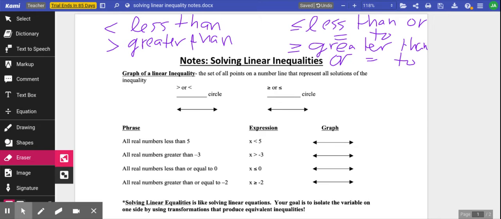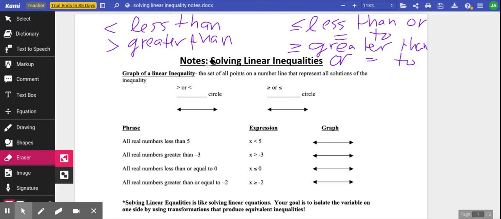All right, so in this section, we are taking notes on solving linear inequalities. Before we start, I just wanted to remind us of what some of these symbols mean. This one right here, kind of shaped like a bent L, is less than. L is for less than. And then the opposite way is greater than. If it's got the little line underneath, that means less than or equal to. And the opposite way is greater than or equal to.